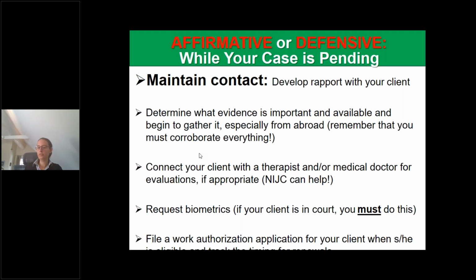So regardless of where you are in the process, the affirmative side or the defensive side, while your case is pending, there are several important things that you can do to keep things moving. First and foremost, you're going to want to maintain contact with your client. Even though cases can be pending for a very long time, sometimes as much as a couple of years, developing a rapport and maintaining contact with your client is going to be very important.